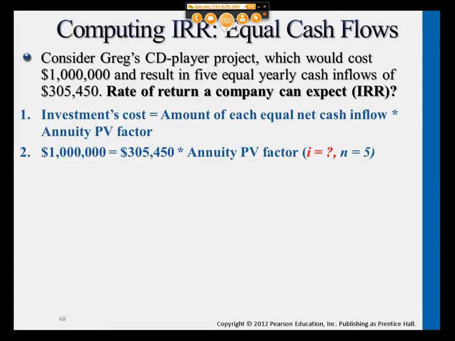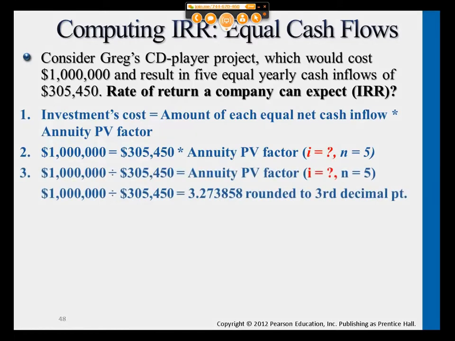So here's what I know. I know that $5 million is equal to 305,450 multiplied by the factor. The table that I'm going to be using is the one for annuity. I also know that my n is 5. But what is the rate? That's what I'm looking for. So I'm going to take the million, PV factor.